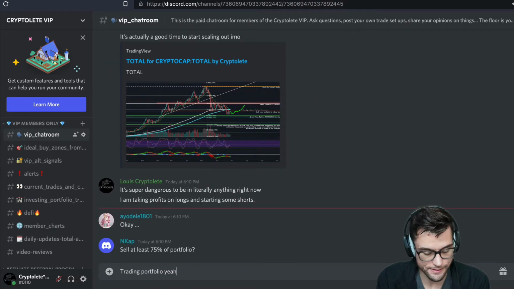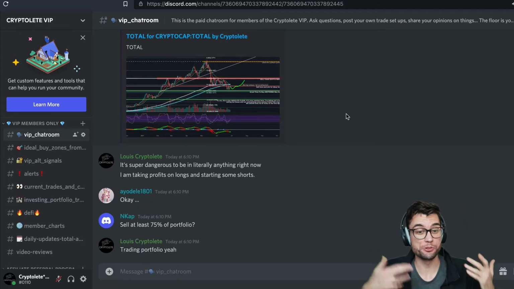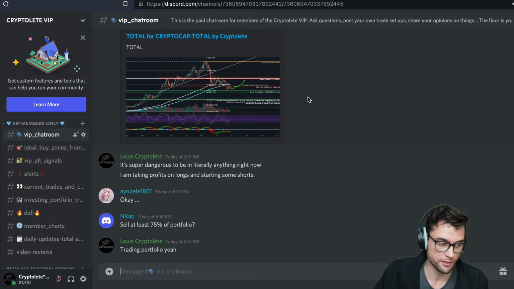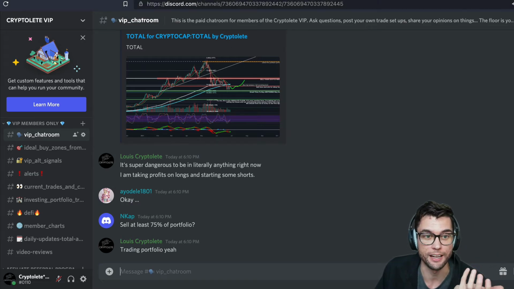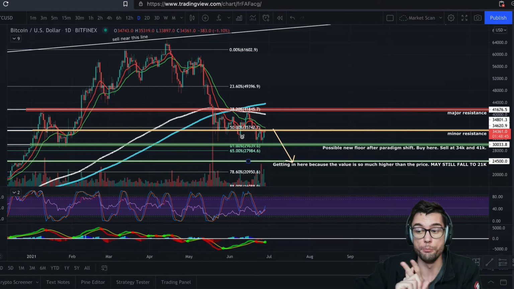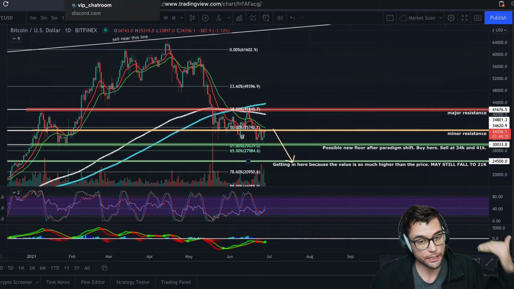Yeah, I don't know. It's so hard to say you should sell 75% of your trading portfolio. But I literally just went over the total market cap, the Bitcoin dominance charts, the altcoin dominance charts. We might see a little bit more leg up. It's possible, but just look at this chart.